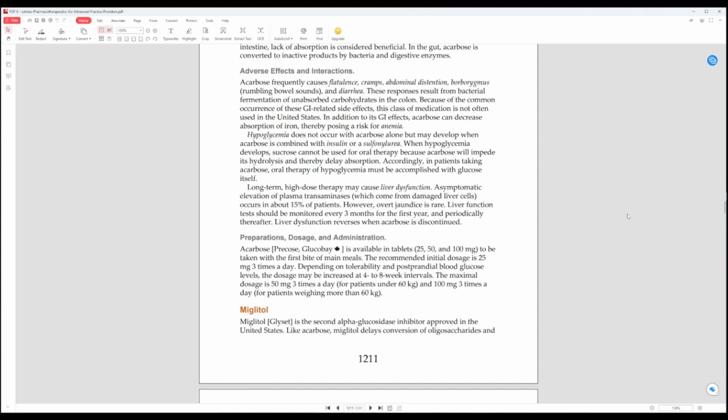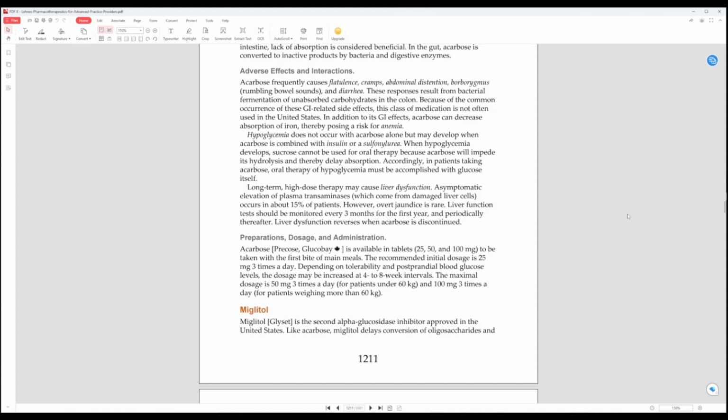Hypoglycemia does not occur with acarbose alone, but again may develop when acarbose is combined with insulin or a sulfonylurea. When hypoglycemia develops, sucrose cannot be used for oral therapy because acarbose will impede its hydrolysis and thereby delay absorption. Accordingly, in patients taking acarbose, oral therapy of hypoglycemia must be accomplished with glucose itself.